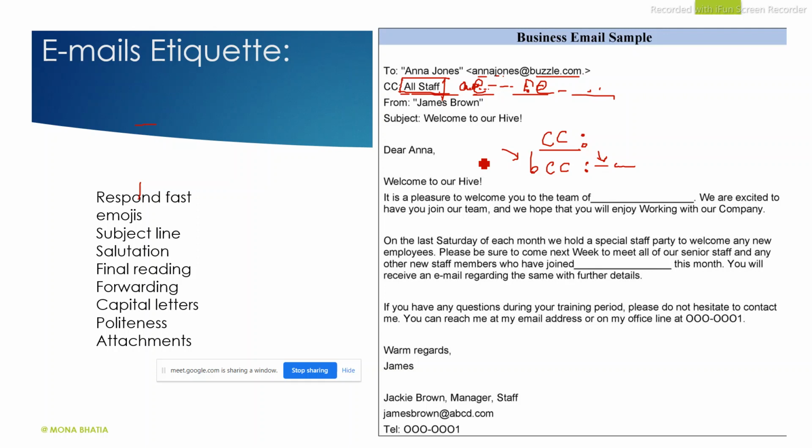Now suppose, just as an example, you are working for Reliance Retail or something and you want to send that email to Mukesh Ambani also, but each and every staff should not have access to Mukesh Ambani's email, otherwise his email box will be flooded, isn't it? So you can put it in the BCC because that email address will not be visible. Blind carbon copy. Now let's move ahead.